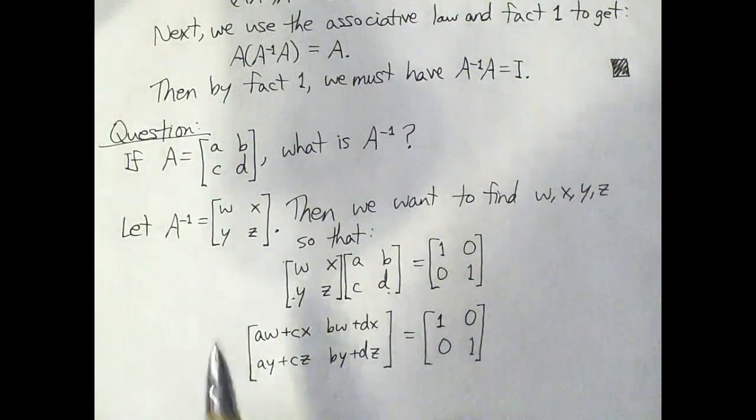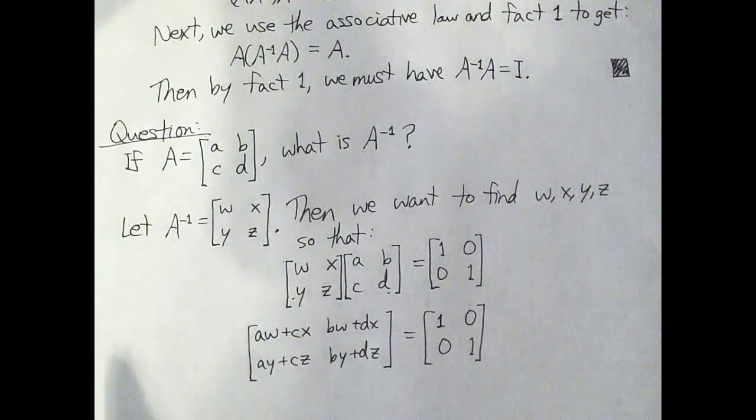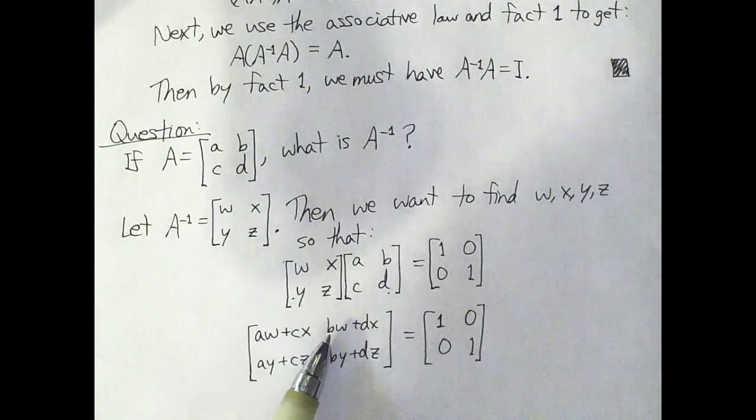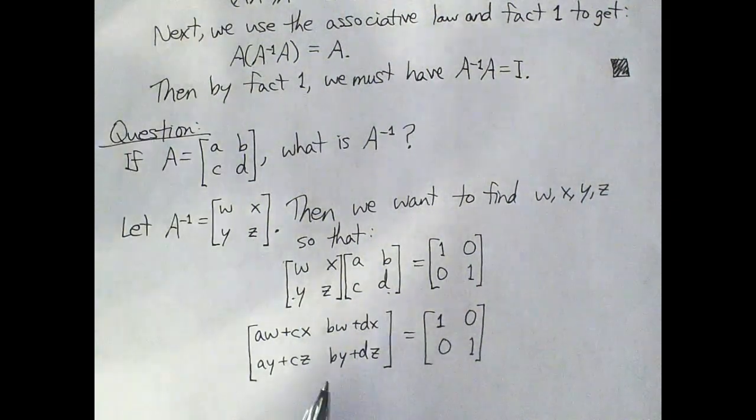Now, if the left-hand matrix, this 2 by 2 matrix, equals the right-hand matrix, all of the corresponding entries must be equal. So, for example, AW plus CX must equal 1. BW plus DX must equal 0, and so on. So you could say that maybe we could write them all out as 4 separate equations. We'd have 4 equations with 4 unknowns.